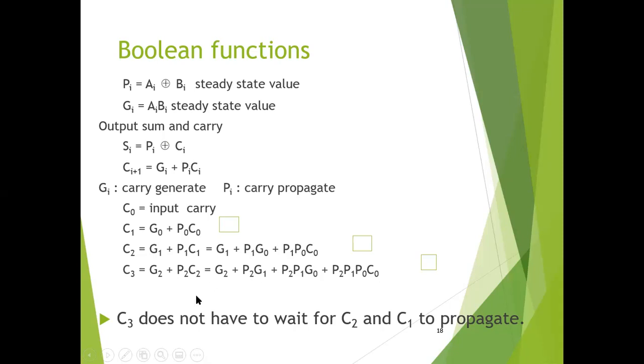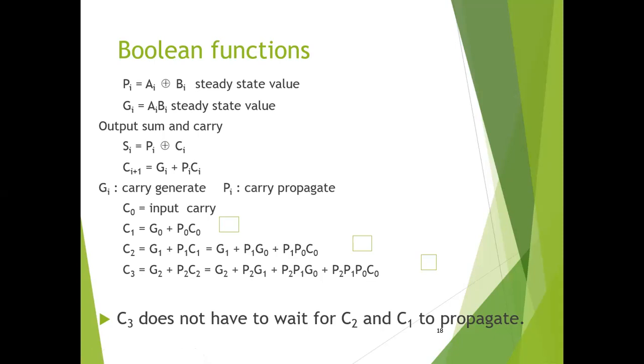Substituting, we obtain the final output carry equation, and C3 does not have to wait for C2 and C1 to propagate. Here we can see that C3 is finally equal to G2 plus P2 into G1 plus P2 into P1 into G0 plus P2 into P1 into P0 into C0. So with this implementation, C3 does not have to wait for the C1 and C2 carries to propagate, and it will be generated as soon as the outputs of the stages are obtained.